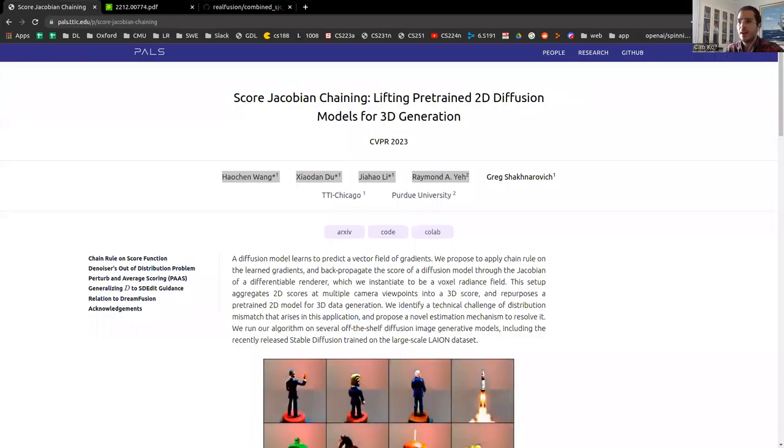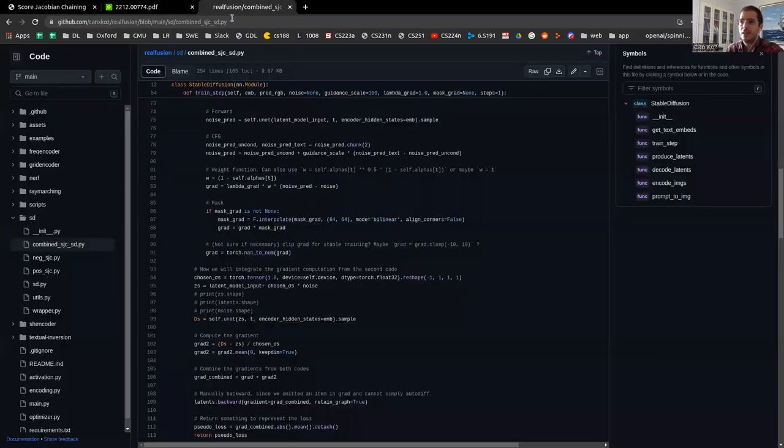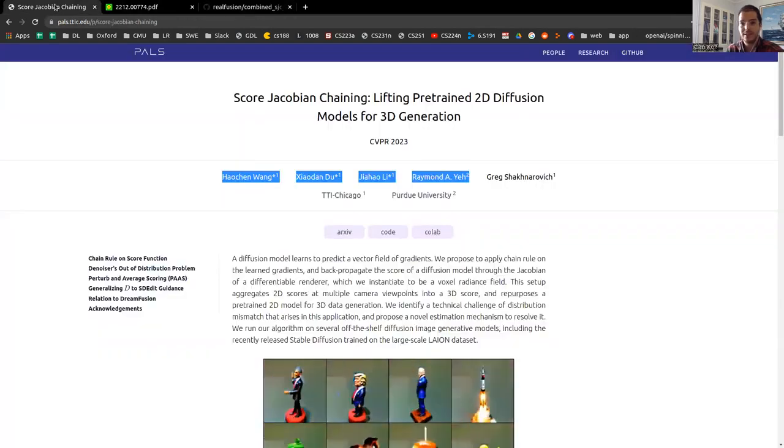Hello everyone, today I'll be presenting Score Jacobian chaining, the maths behind Score Jacobian chaining, and some of the modifications that I've done to change score distillation sampling inside RealFusion with Score Jacobian chaining. So let's start.